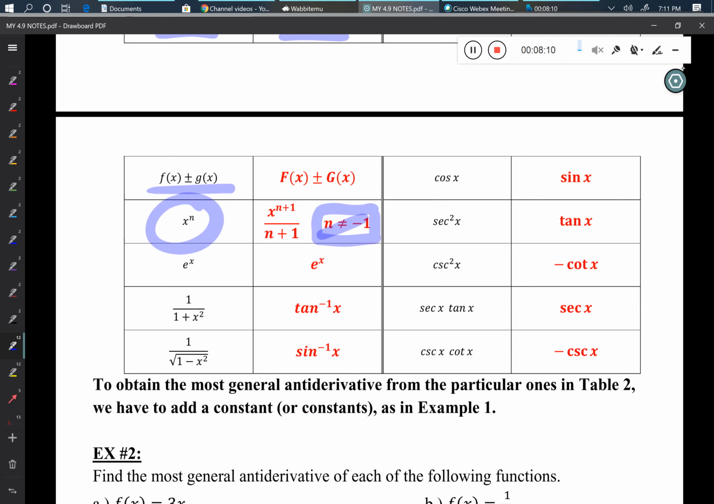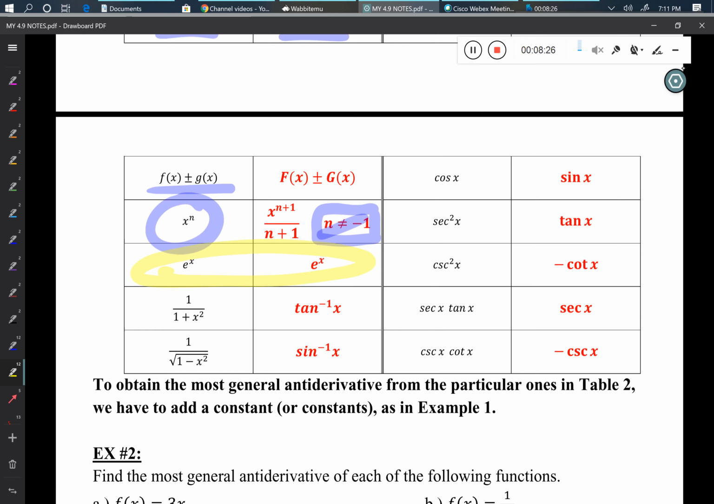Right. The next one should be your favorite. What's the derivative of e to the x? E to the x. So what would be the antiderivative of e to the x? E to the x. We got a couple of arc-trig ones there that we should know. 1 over 1 plus x squared takes us back to arctangent.